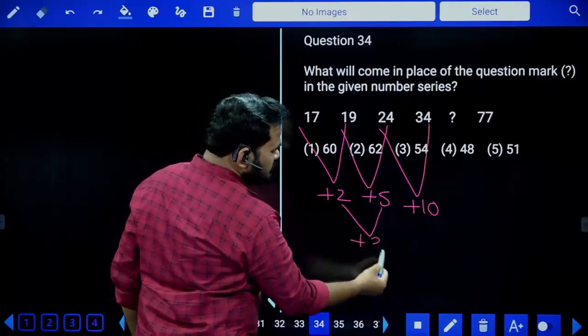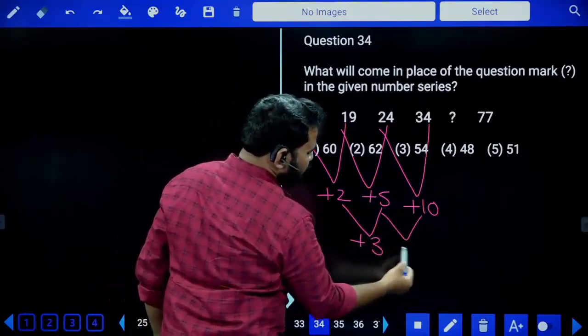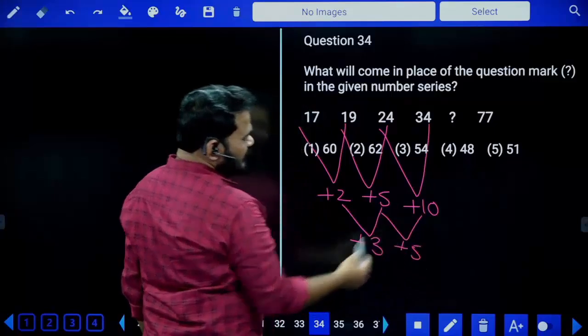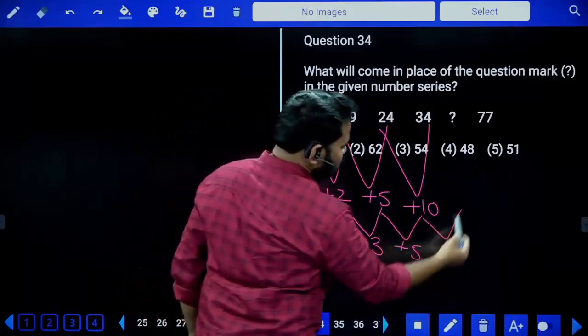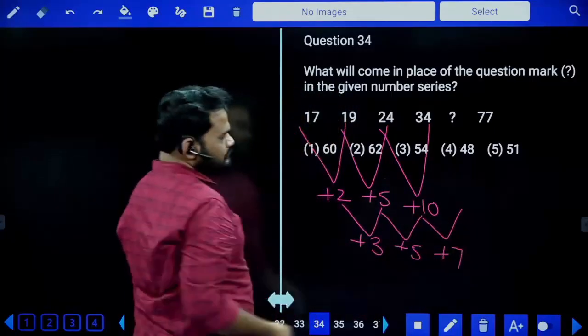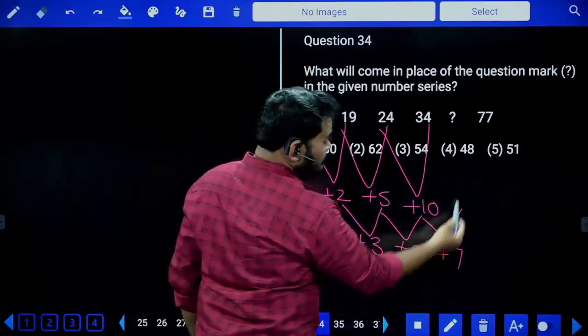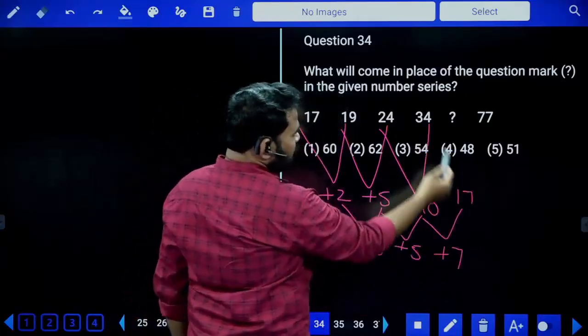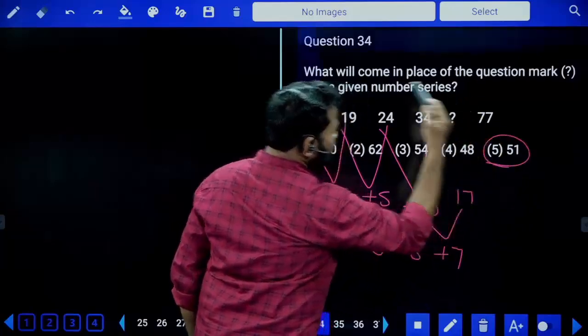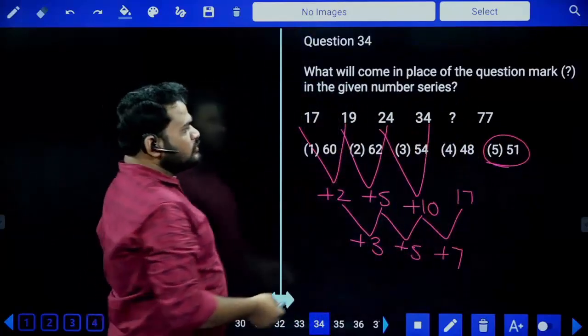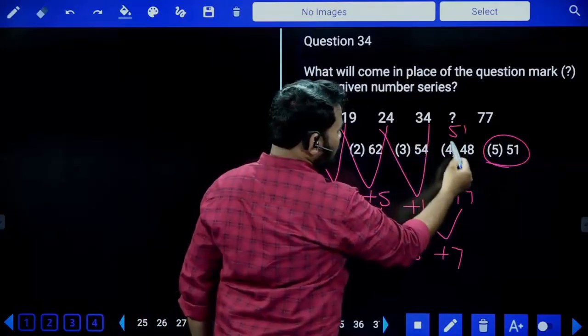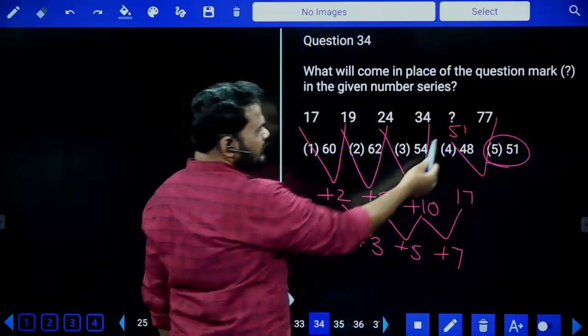2 plus 3 is 5. 5 plus 5 is 10. Plus 3, plus 5. If I make it plus 7, for example, then 10 plus 7 is 17. 34 plus 17 is exactly 51. So after making 51 here, you can confirm your number, that is 51.